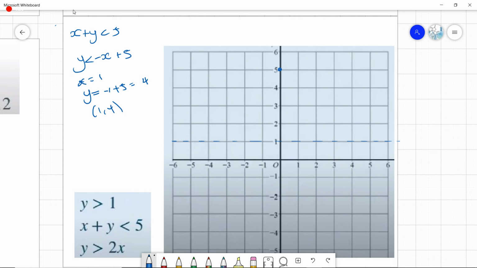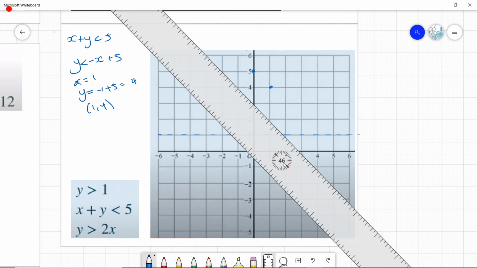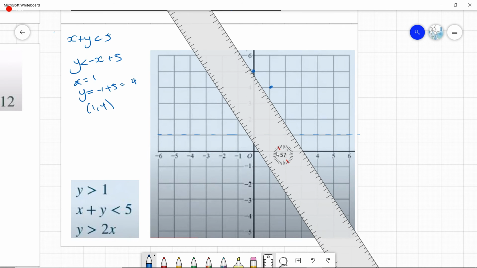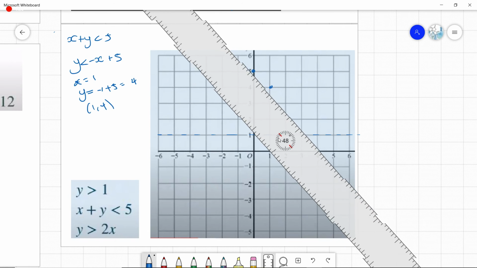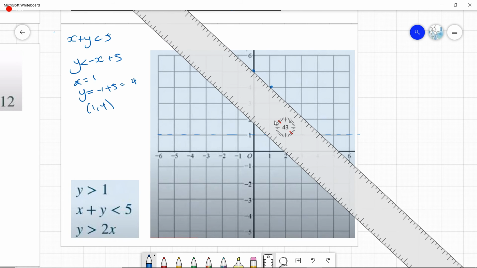That'll be 1 and 4. So we have a negative gradient, 1 and 4, so it's going to be there. We can line up the points now, so lining up the points.